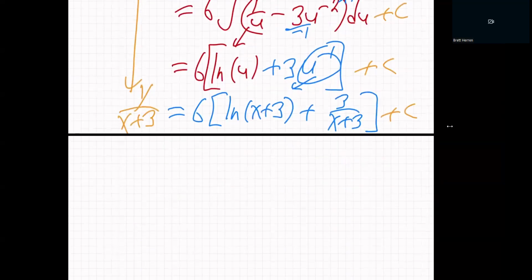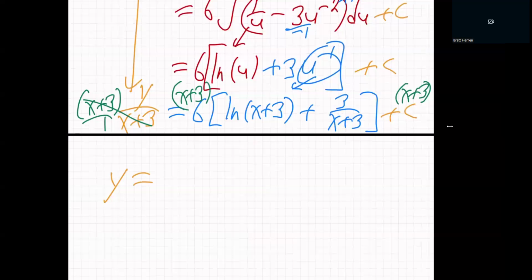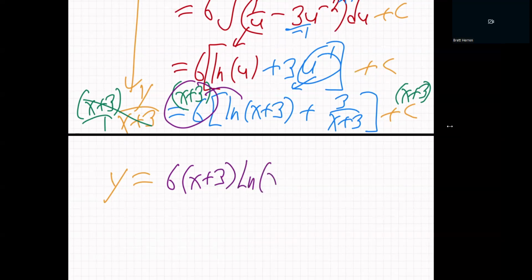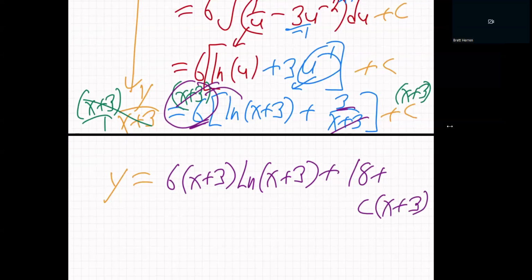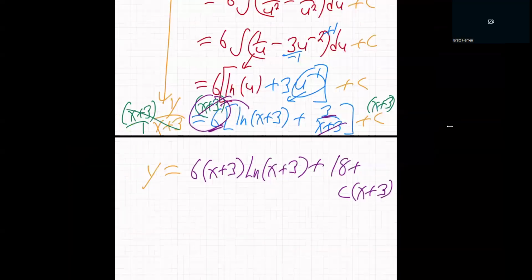All right, last step. Whew. Multiply by x plus 3. Multiply by x plus 3. It cancels out. y equals. What's going to happen? I'm going to let this 6 and x plus 3 go there. So that'll just be 6 times x plus 3 times natural log of x plus 3, plus, and then when 6 hits 3, that's going to be 18. And the x plus 3 will cancel the x plus 3. So it's just 18 plus c times x plus 3. Wow. That's quite a bit of work, isn't it?